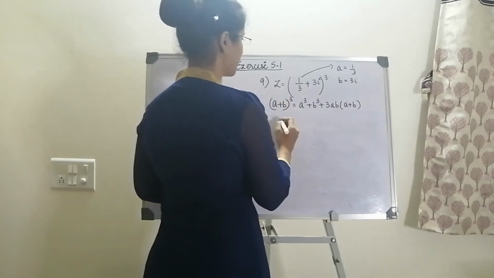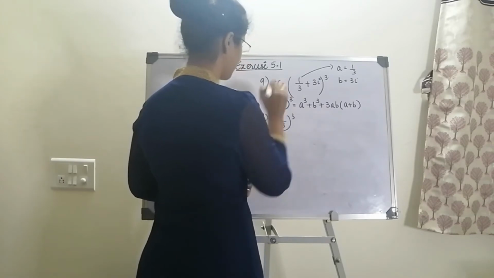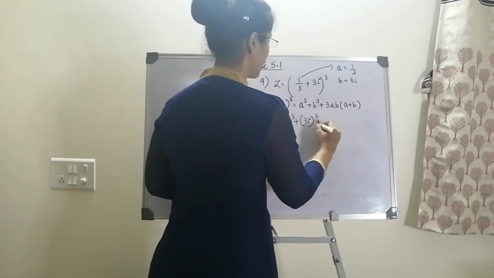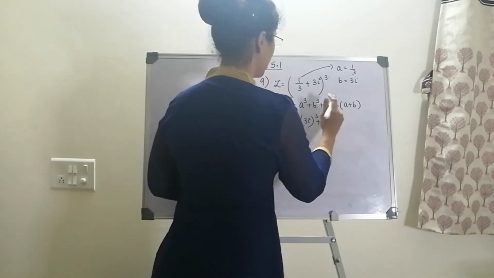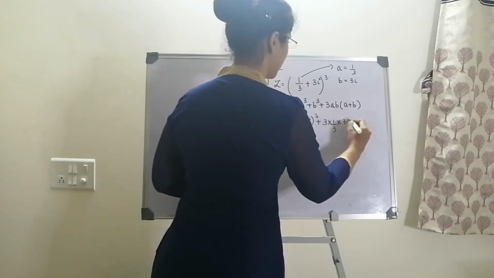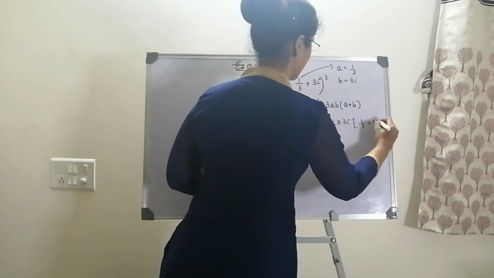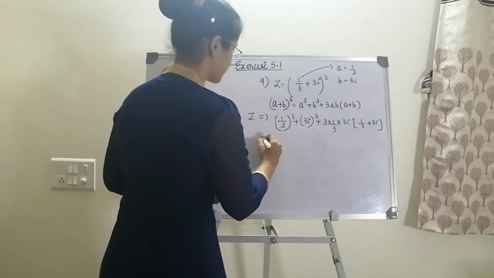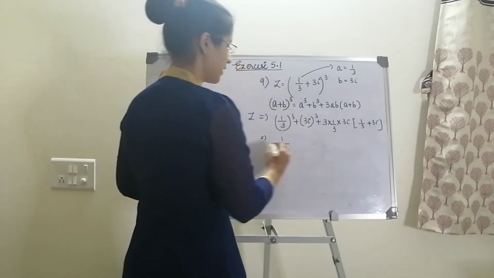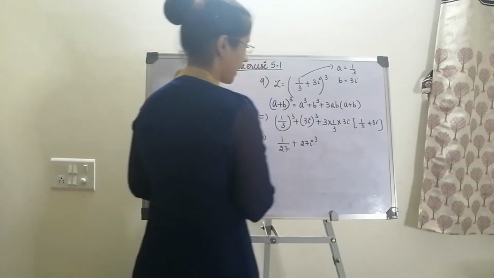So further this can be written as (1/3)^3. Now this is (z + 3i)^3, plus 3 into a, which is 1/3, into b, which is 3i, inside bracket 1/3 plus 3i. Okay, next (1/3)^3 is 1/27 plus 3^3 is 27 into i^3.